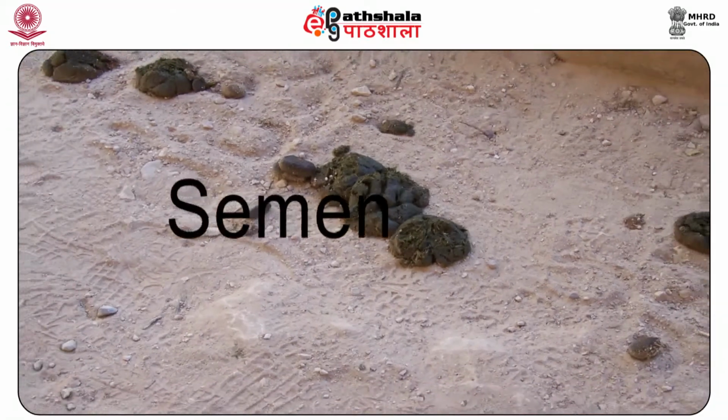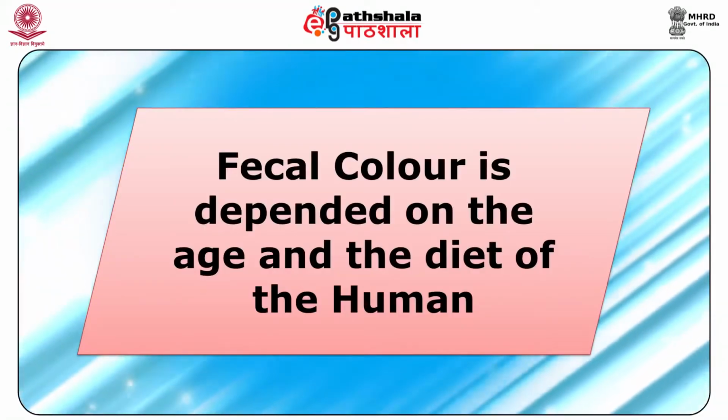Next we have fecal matter. Fecal color is dependent upon the age, human and diet. Mainly it is yellow in color. It is found rarely at the crime scene.